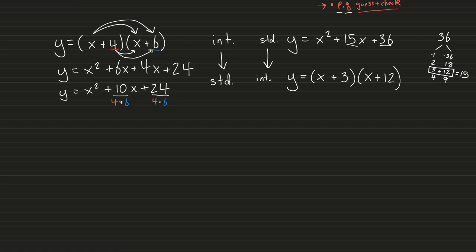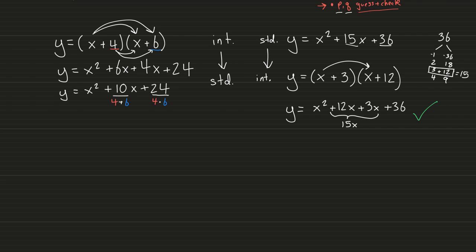And if you were ever curious about how to check your work, you could always do your FOIL back out, and you would get x squared plus 12x plus 3x plus 36. And of course, your 12x and 3x would combine to 15x. So right there, we've checked our work and everything looks good. And it is as basic an idea as that. We are just asking ourselves, how can we find a pair of numbers that gets us C and B? C will be the product, B will be the sum.